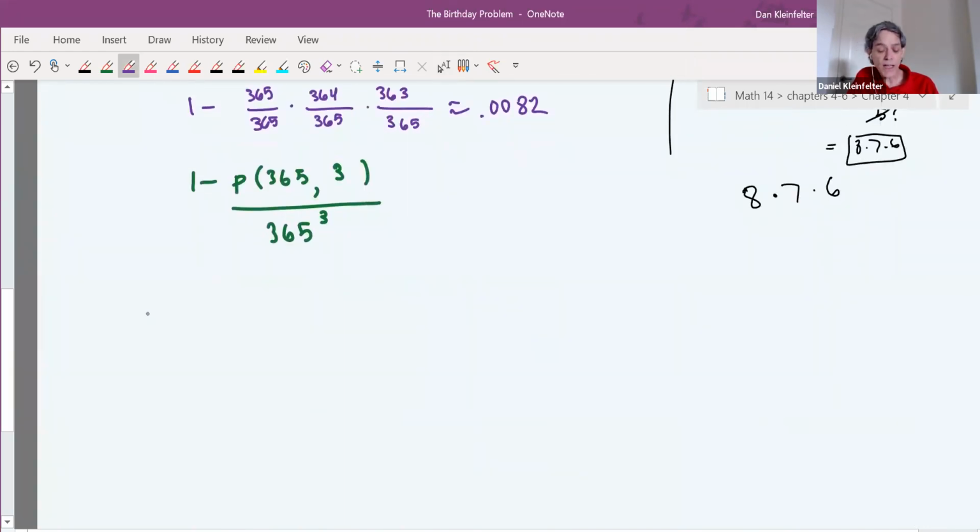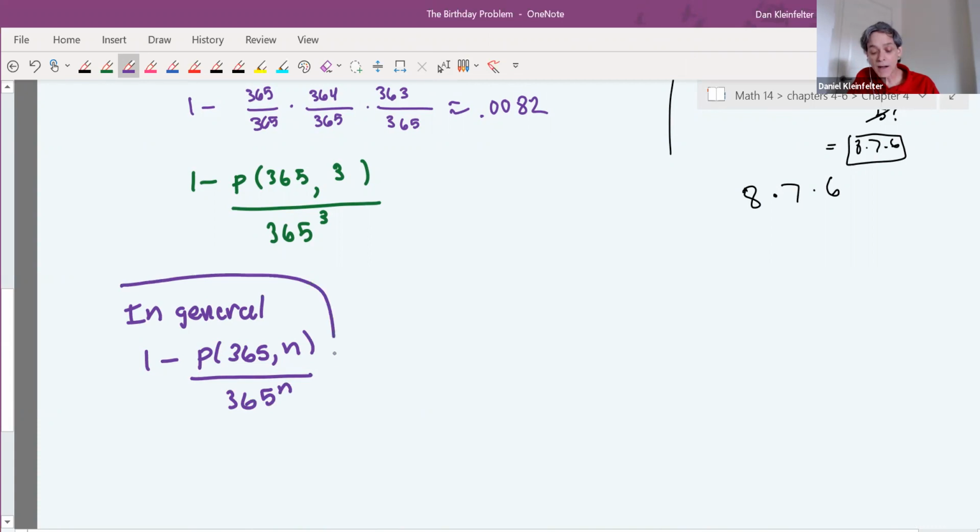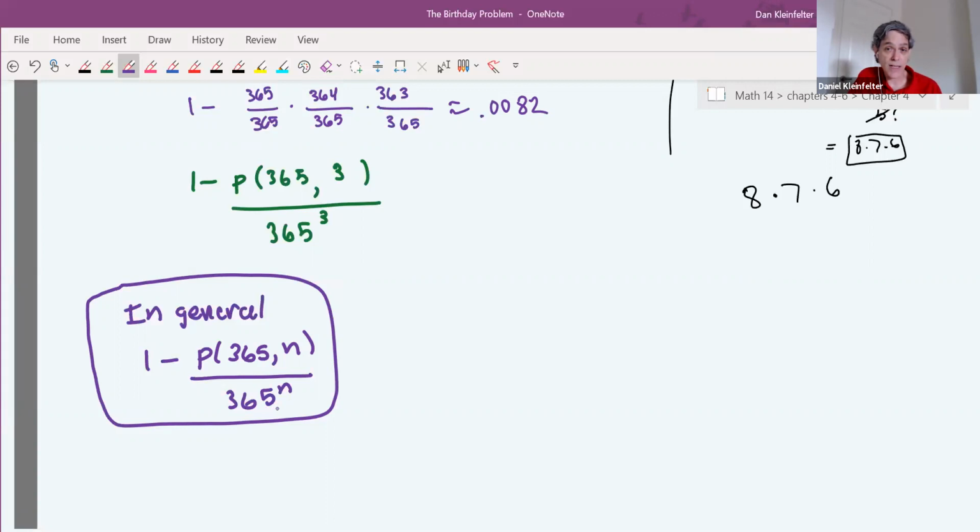Okay, so in general, our solution looks like 1 minus P(365,n), and that's divided by 365 to the n power. So your calculator may have a little trouble with that size of permutation or raising 365 to a huge power. You could use a computer. I'm going to show you here in a second how you can do this in Excel, and we can see some nice results. So that's coming up right now.